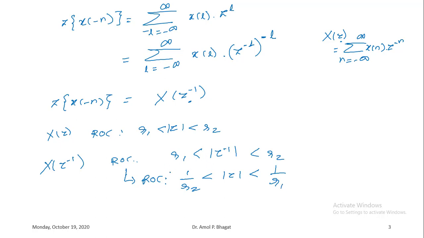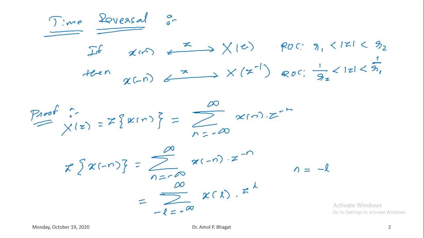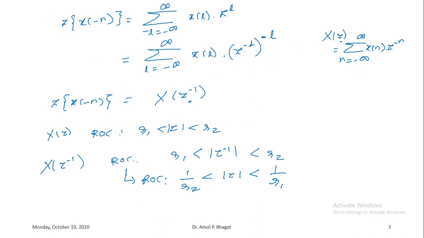So if I am sending these values to the left and right sides, I will get this relationship. This is nothing but the time reversal property. If you are reversing the time, or you can say negating the time, then in the z domain its z transform will be modified likewise, where z is replaced with z inverse. We have proved this property here, and we have also obtained its ROC.